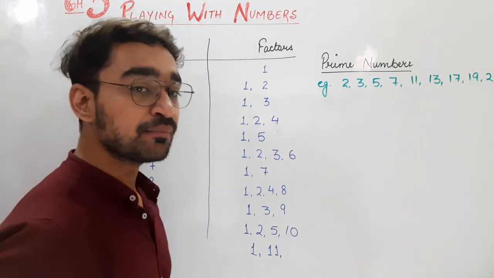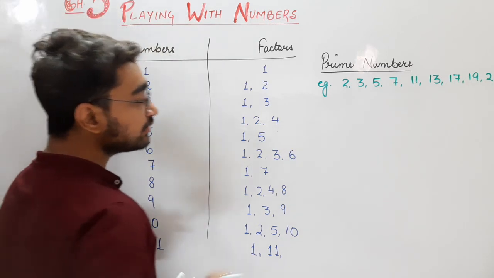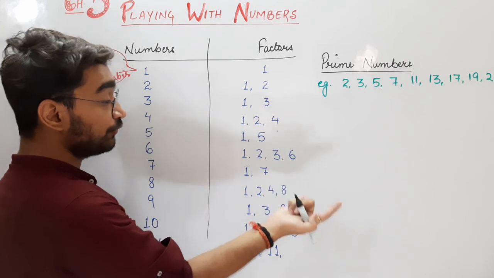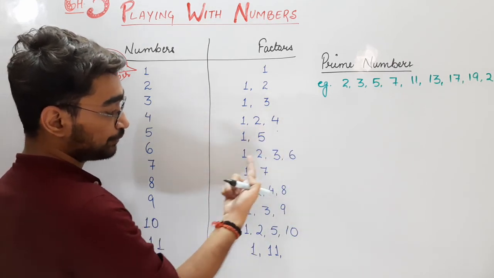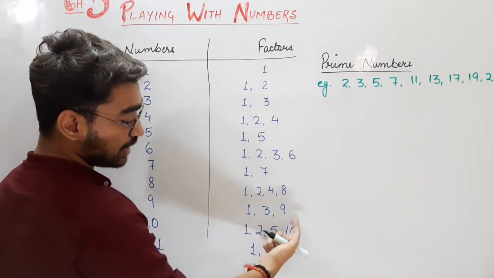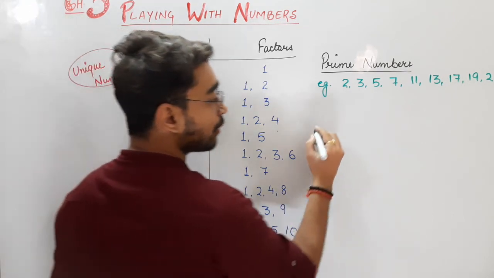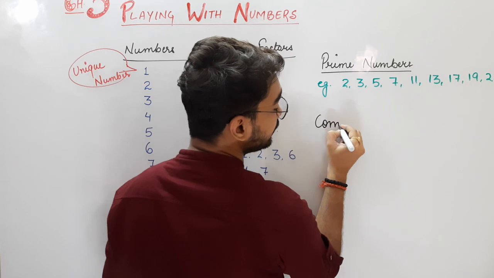And the rest of the numbers, which have more than two factors, like 4, 6, 8, 9, 10, are called composite numbers.